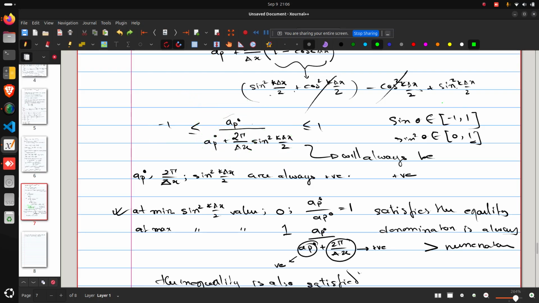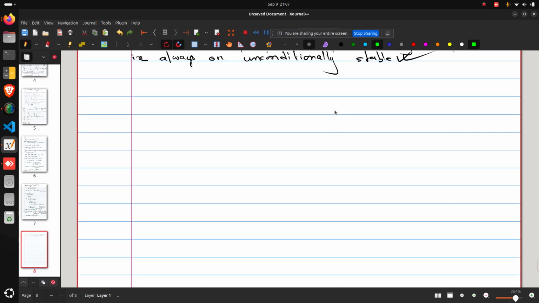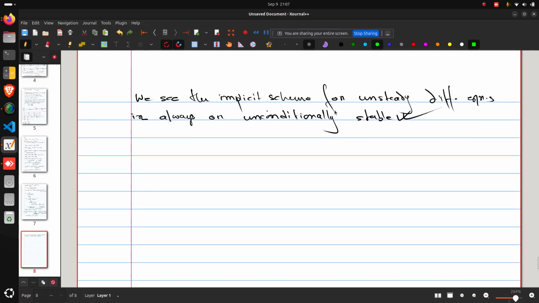Okay, so this is for sine theta. Okay, so this is sine theta, but we have sine square theta. So sine square theta can never be negative, right? So this is the condition that the left hand side inequality is always satisfied, and for the right hand side we have shown that here. So we see that there is no limiting condition. We can take any delta t for a stable bounded solution in case of an unsteady diffusion equation using the implicit schemes.